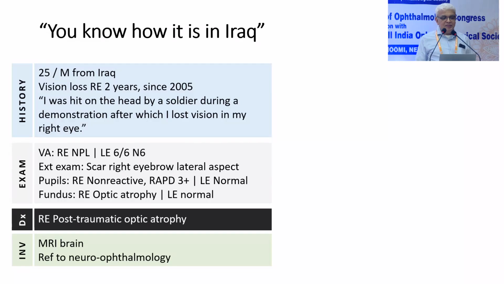So this one is called, you know how it is in Iraq. This was a 25-year-old male who presented. I saw him in 2007 or 8, and he said, 2 years I've been having reduced vision. I was hit on the head by a soldier during a demonstration, and he lost vision in the right eye. The right eye had no PL, and there was a scar over the right eyebrow, a grade 3 RAPD, and an optic atrophy.